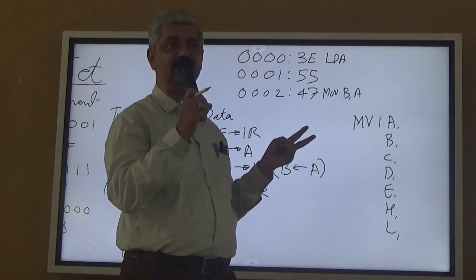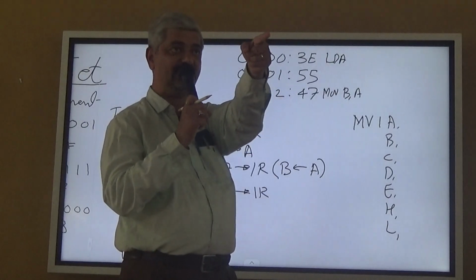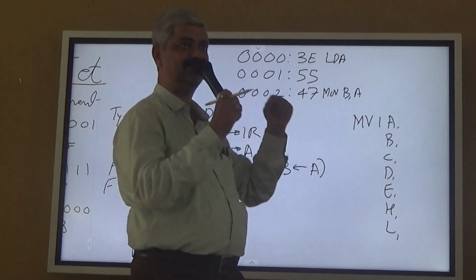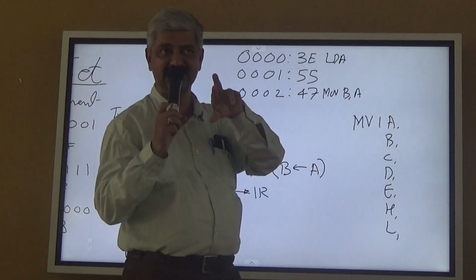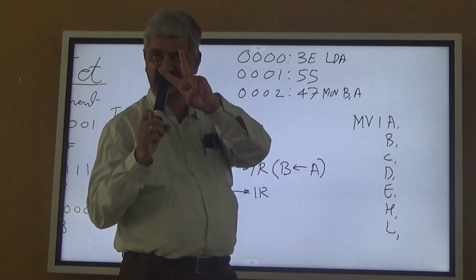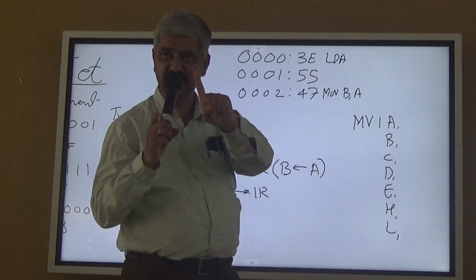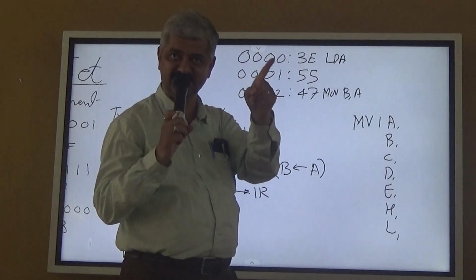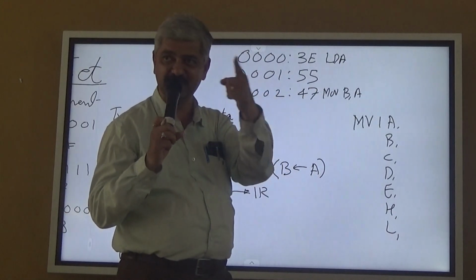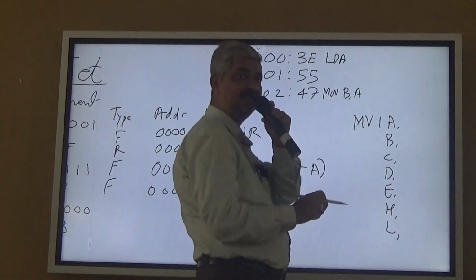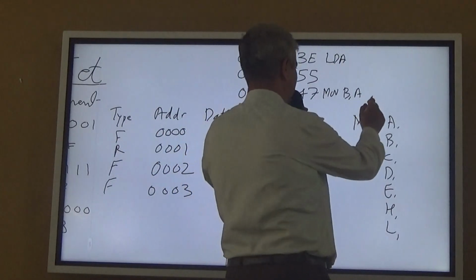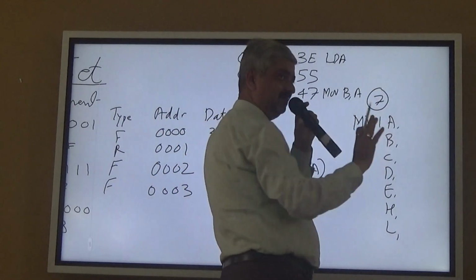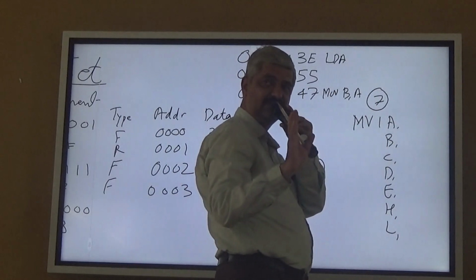So each of them is how many byte instruction? Look here. Each of them is a 2 byte instruction. First byte opcode, next byte data, which is expected to go to one of the registers. How many such instructions are there? 7. There are 7. Is it right? Okay.